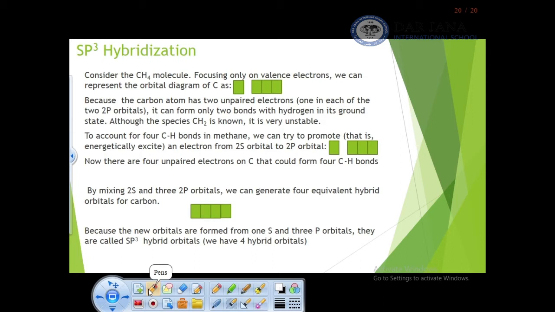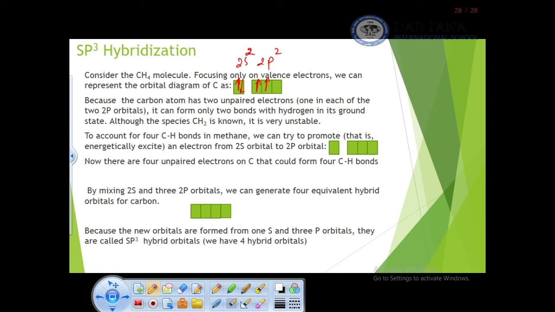Okay, so consider the CH4 molecule focusing only on valence electrons. We can represent the orbital diagram by 1 up, 1 down, 1 up, 1 up, because it's 1s2, 2s2, 2p2. That's the 2s2, 2p2. Okay? Because the carbon atom has 2 unpaired electrons, as you can see, 1 in each of the 2p orbitals, it can form only 2 bonds with hydrogen in its ground state. Also, the species CH2 is known, but it's very unstable.